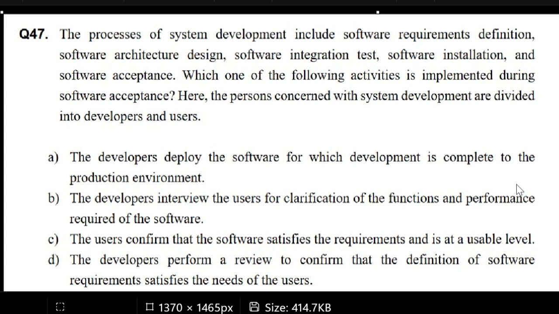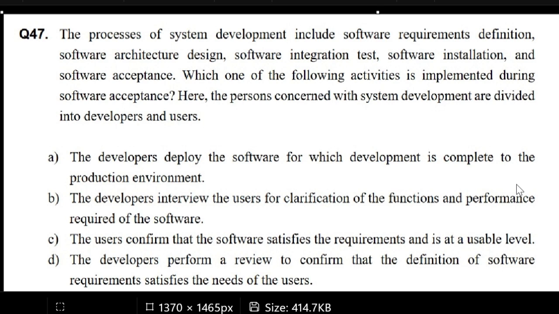Question number 47 of the IE Passport exam from PhilNITS. We are now in the management portion of the exam. In this question, we are being asked which of the following activities is implemented during software acceptance.